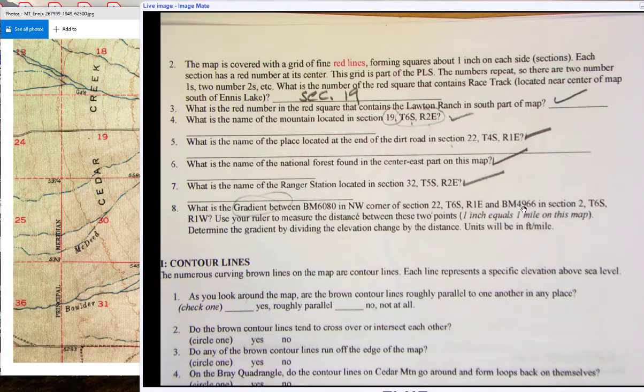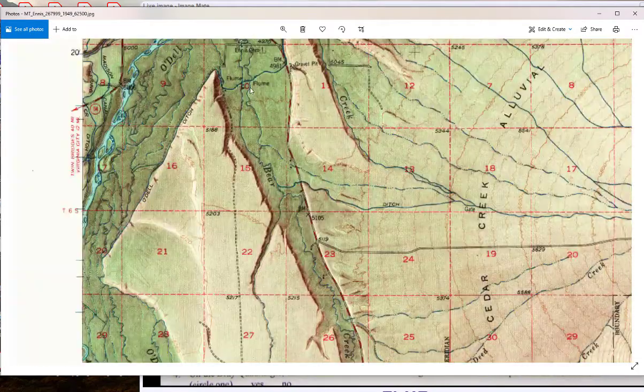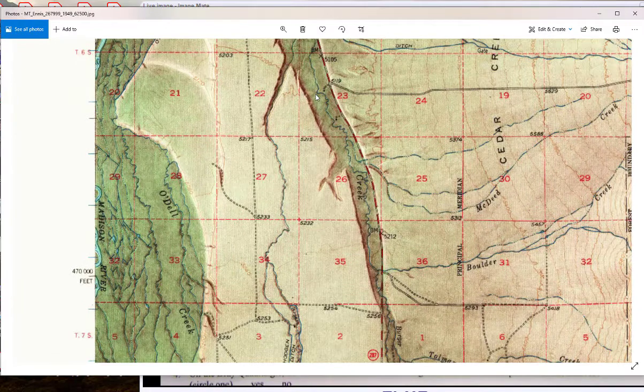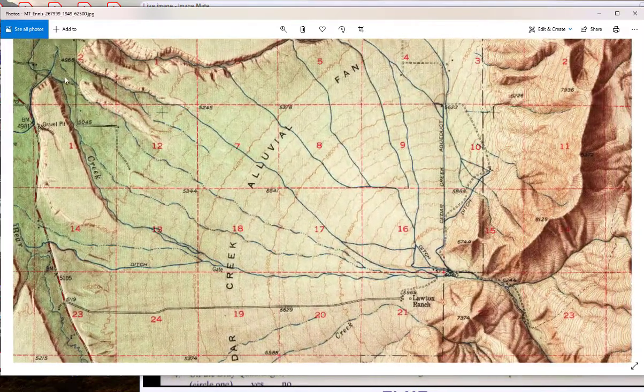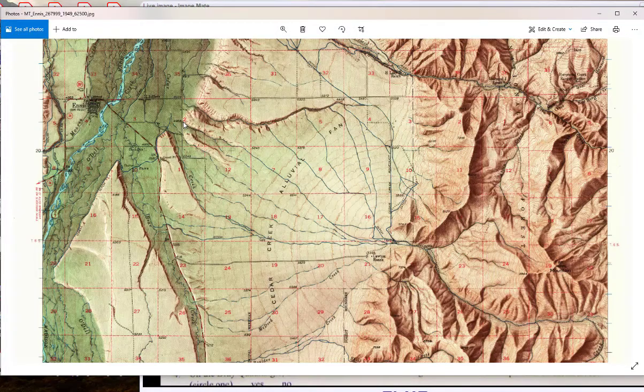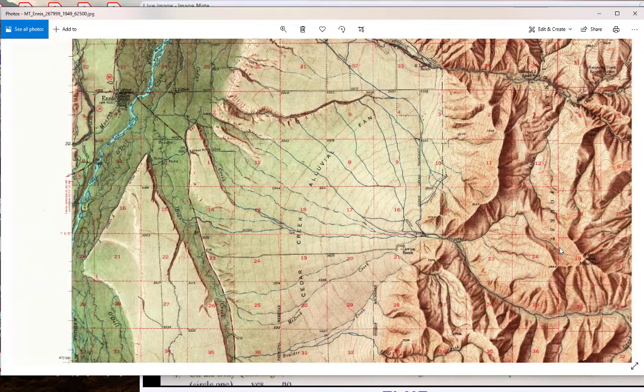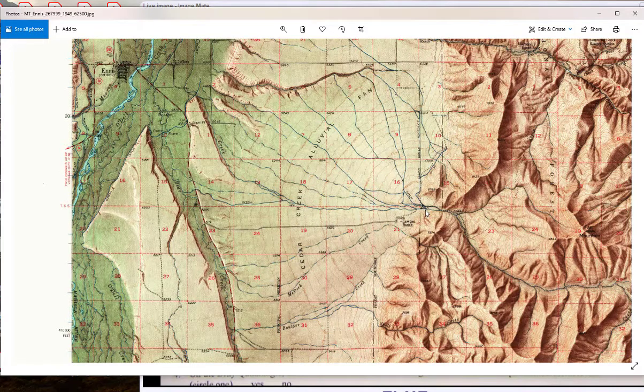Now we want benchmark 499 in section 2, Township 6 South, Range 1 West. So that's going to be over here. It's going to be section 2, and it's 4966. So we're going this way, Township 6 South, and we want Range 1 West. And oh, there it is, 4966. That's it right there. So we want that point there, and actually let me zoom out a little bit. Then the other elevation we had, 6080, which was in section 22, right there.